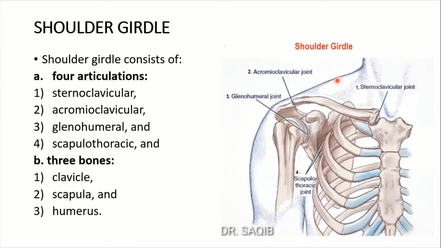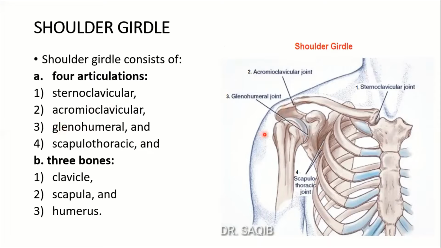Here you could see this is the shoulder girdle with these four joints and three bones involved. The four articulations are, number one, the sternoclavicular joint, between the sternum and the clavicle. And number two, the acromioclavicular joint, between the clavicle and the acromion of the scapula. This is the acromion of the scapula.